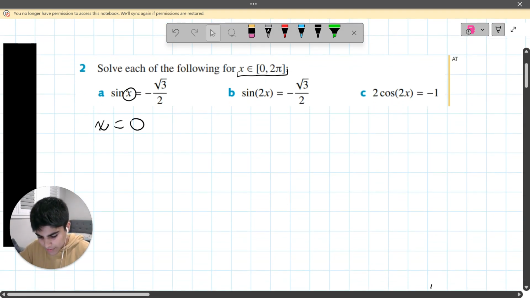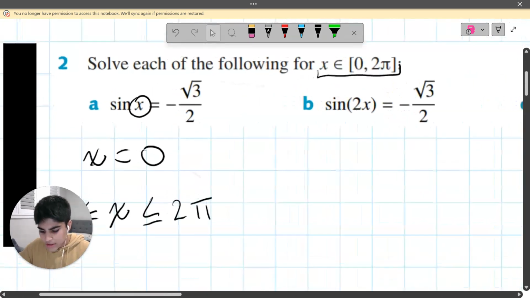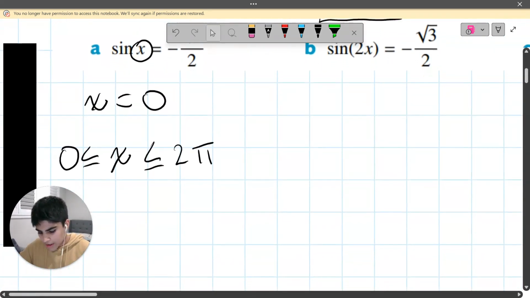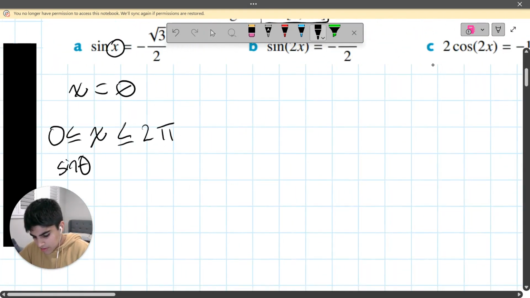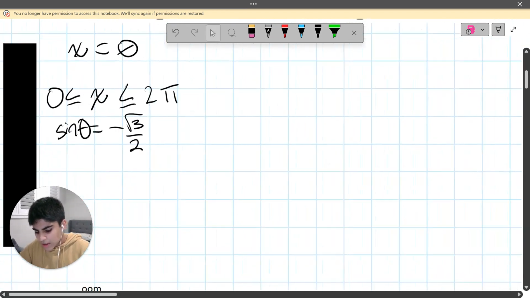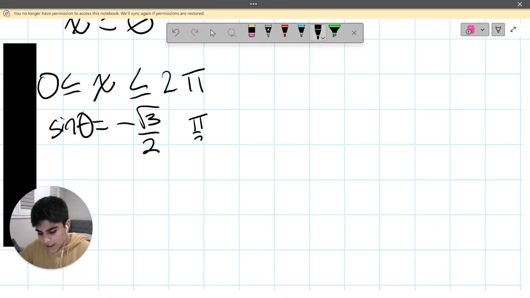We've got no transformations, it's just sine x, so our domain just remains 0 is less than or equal to x, and x is less than or equal to 2 pi. Now sine x, so let x equal theta. Sine theta equals negative root 3 on 2. The reference angle here is pi on 3.